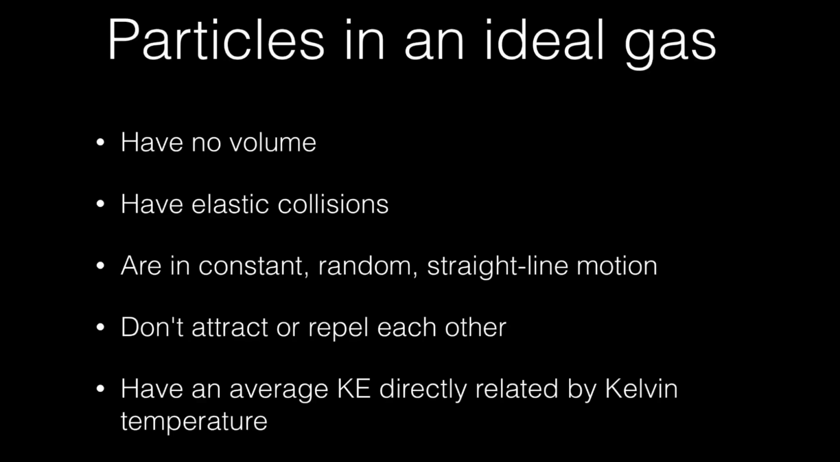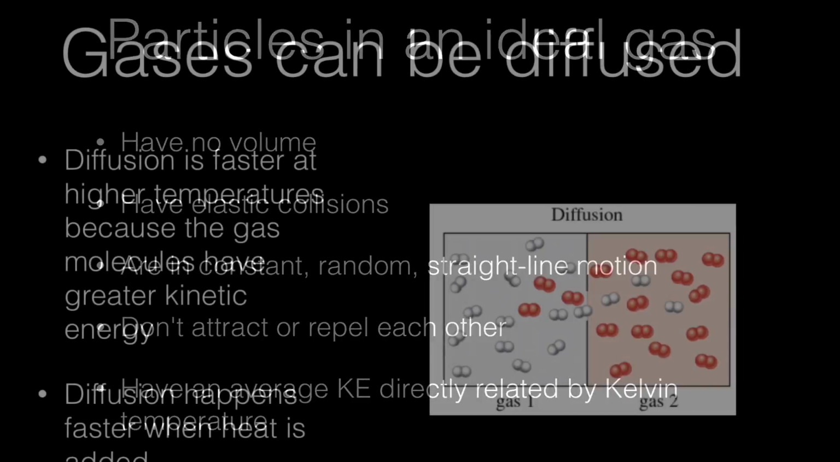Before we begin, let's discuss the particles in an ideal gas. These include: they have no volume, they have elastic collisions, they are in constant, random, straight line motion, they do not attract or repel each other, and they have an average KE directly related to Kelvin temperature.